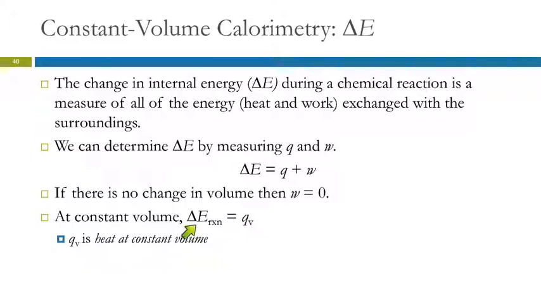Now, delta E, the change in internal energy for the reaction, is equal to the heat. So we call that Q sub V, heat at constant volume. So this is called constant volume calorimetry, where we're measuring energy, calories, with a constant volume.